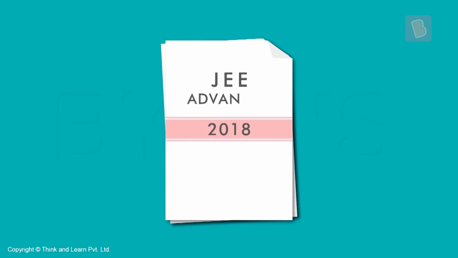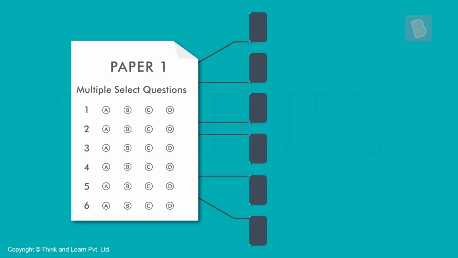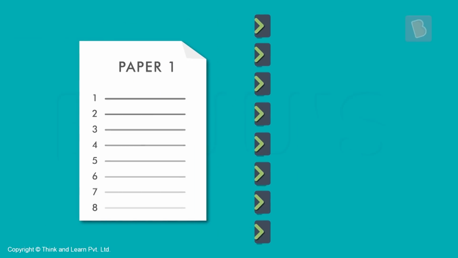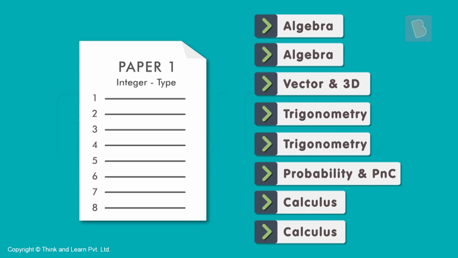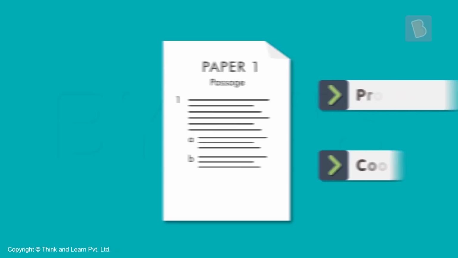Hello friends, in today's session we are going to analyze and solve some very interesting questions from the 2018 JEE paper, especially the maths part. Let's quickly do an overall analysis of paper 1 and paper 2. Paper 1 had 6 multiple correct answer kind of questions from these different chapters. There were 8 numerical kind of questions from these different chapters. And then we had some passage kind of questions which were from these different chapters.